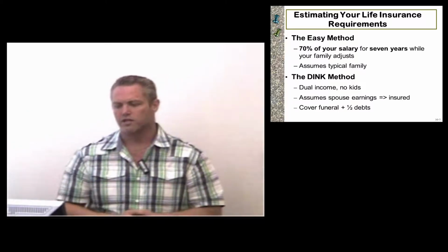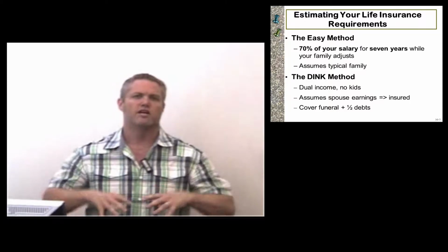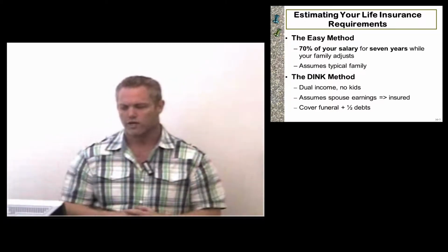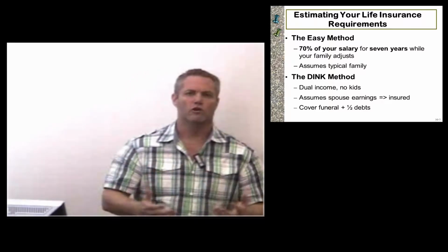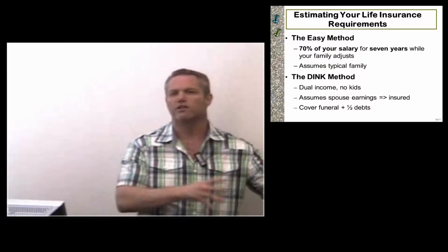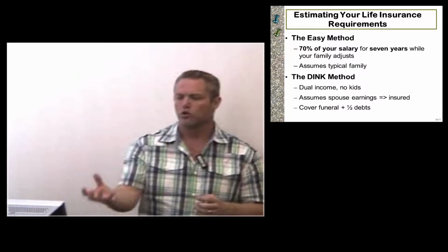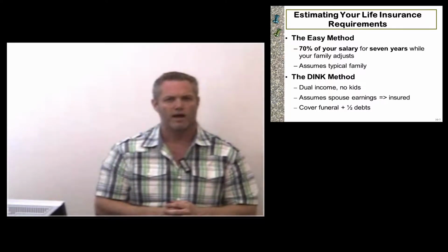The other method, the DINK method, which basically says, hey, you're both working, everything's going. What we're going to do here is we're just going to pay for funeral costs plus half of whatever debt's out there because our dual earners make about the same amount of money.